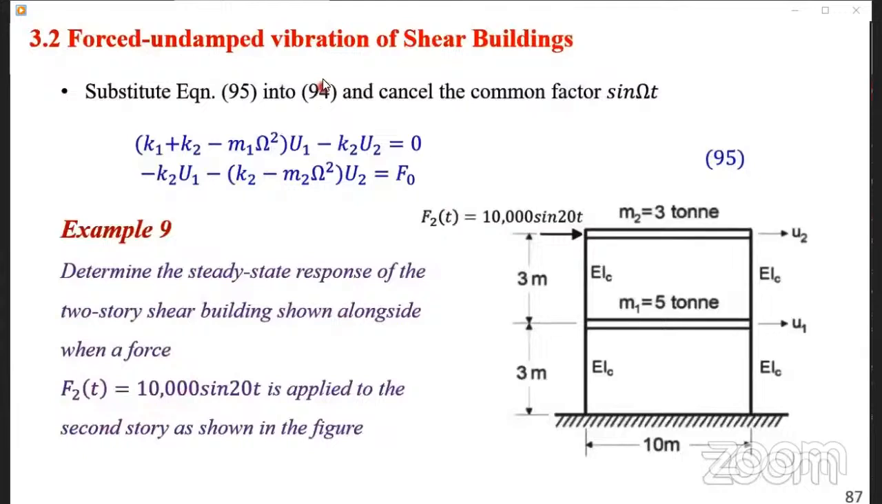Remember the equation for this, looking at some annotation, we talk of the forcing function being Ft equals F naught sine capital omega t. In this case, capital omega is 20. This is the external forcing frequency. And F naught is equal to 10,000.